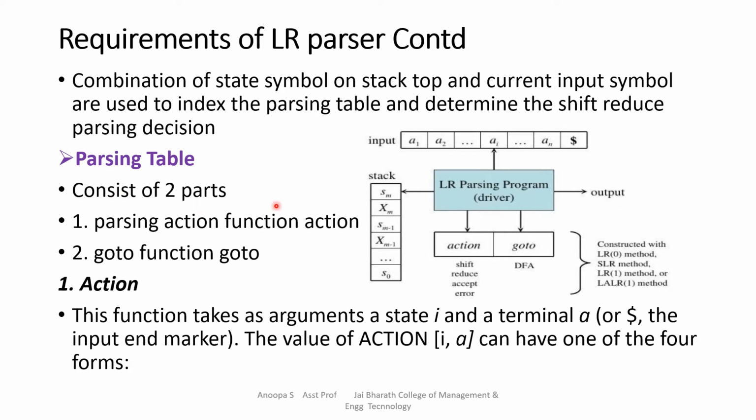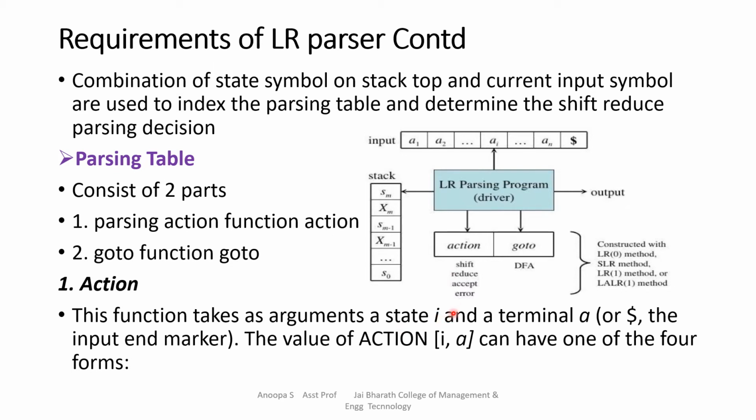It consists of two parts: the parsing action function ACTION and the goto function GOTO. What this action function consists of is that it takes as arguments a state i and a terminal a or dollar. Keep in mind, in the case of action, it takes as argument a state i.